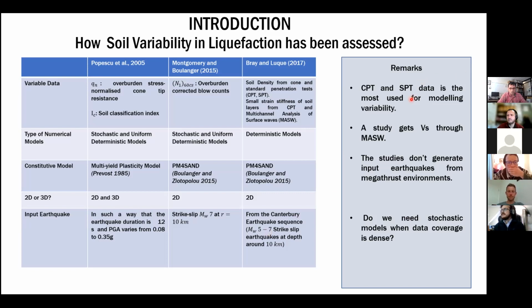The remarks are that the CPT and SPT data are the most used for modeling the variability, but a study gets VS through MASW, so there is documentation of using VS for modeling spatial variability. Another important thing is that the studies don't generate input earthquakes from megathrust environments. And a question we can ask ourselves is, do we need stochastic models when data coverage is dense? With that I mean, if we have a lot of data, perhaps the benefits of generating a stochastic random model will not be necessary.